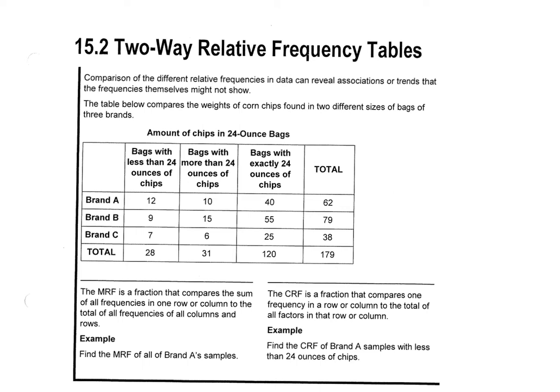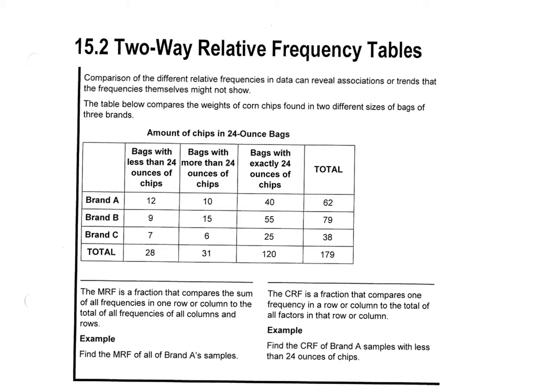15.2 is 2A relative frequency tables. Comparisons of different relative frequencies in data can reveal associations or trends that the frequencies themselves might not show. The table below compares the weights of corn chips found in two different sizes of bags of 3 brands. So the table title is the amount of chips in 24-ounce bags.